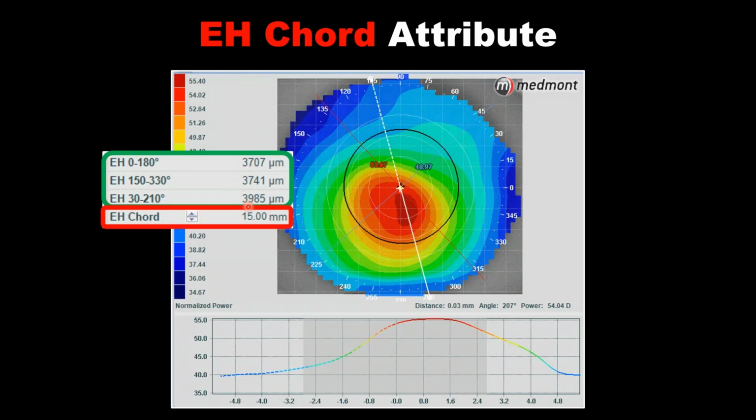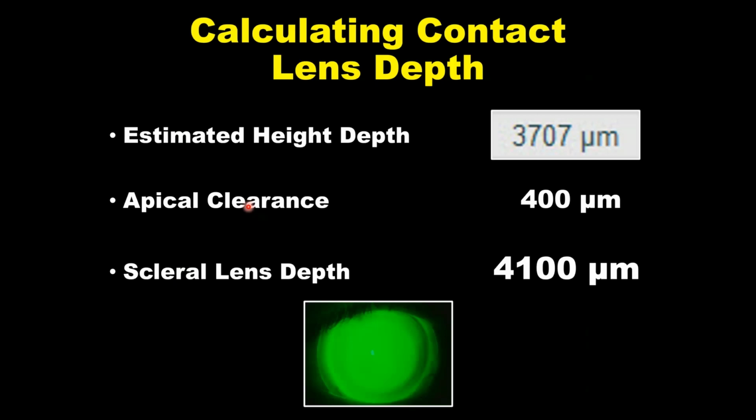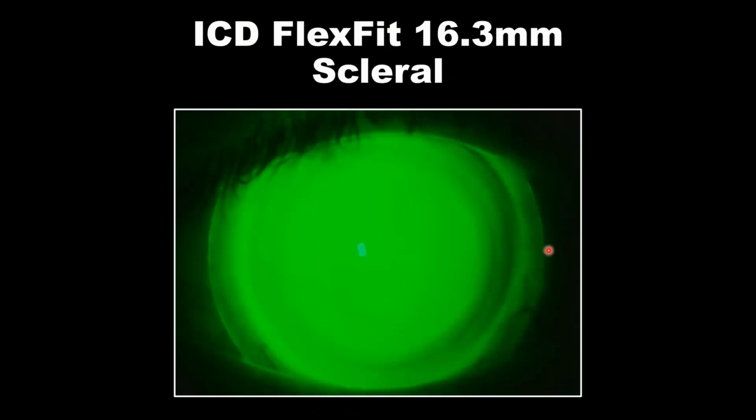So then we simply take a very simple formula. What does the Chord attribute suggest? The flat meridian is about 3,707 microns. If I add in my fluid layer that I want on application, that tells me the starting sagittal depth of lens that we need. So the tool can be used, although it's a corneal topographer, it can be used very accurately with your scleral lenses in predicting the very first lens.